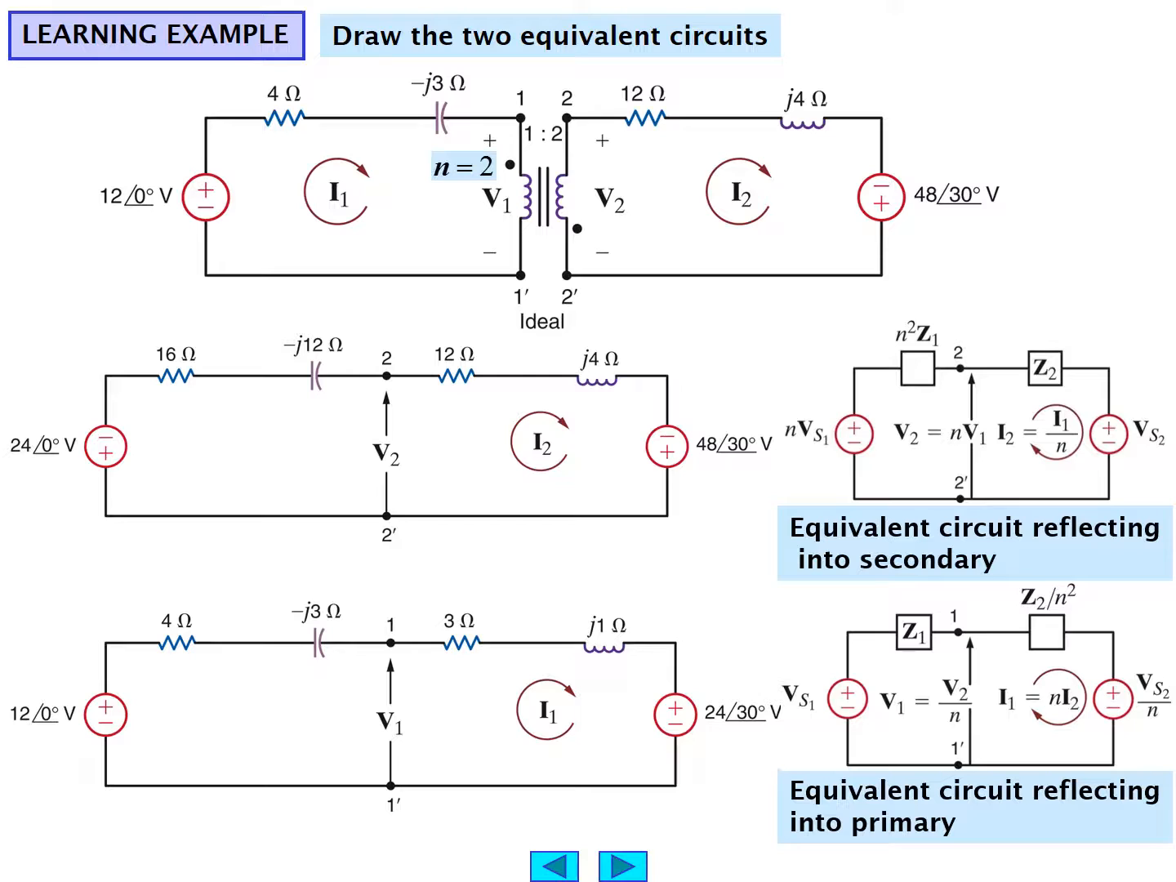And J4 divided by 4 becomes J1. And we have a voltage source then 24 angle 30 degrees. But in this case, we've changed the polarity of that voltage source because of the so-called dot notation.